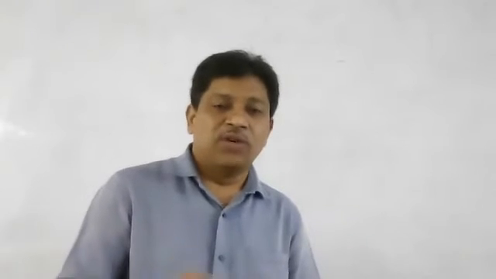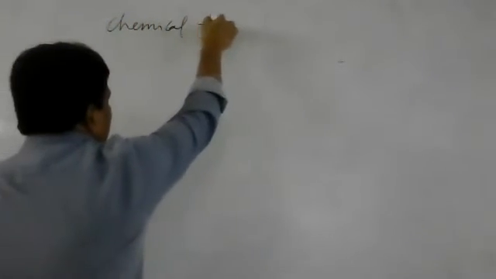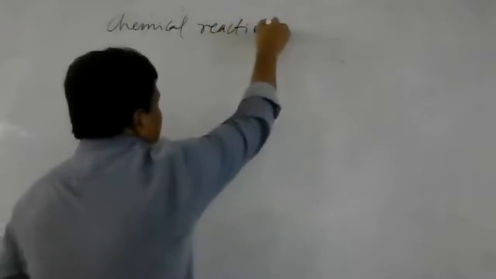And what is an elementary reaction? An elementary reaction is the chemical reaction which completes in a single step. A single step reaction is called an elementary reaction, and a multiple step reaction is called a complex reaction. So, how many types of chemical reactions do we take here? Two types of chemical reactions.